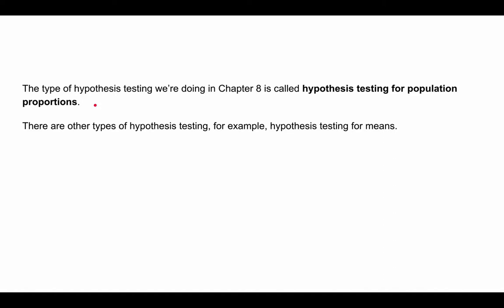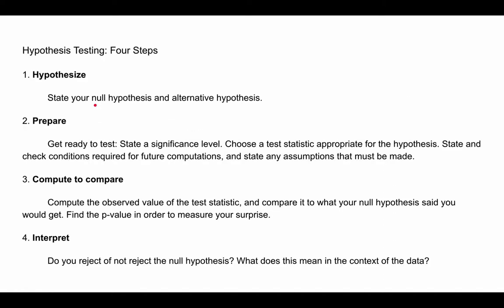Now, we're going to use certain steps to do our hypothesis testing, and the steps are summarized here. We have 4 steps: hypothesize, and in this step we have to use the information given to state a null hypothesis and an alternative hypothesis. Step 2 is quite involved. We get ready to test by stating a significance level, choosing a test statistic appropriate for the hypothesis, stating and checking conditions required for future computations, and stating any assumptions that must be made. I'm going to go through what these are in more detail in this video.